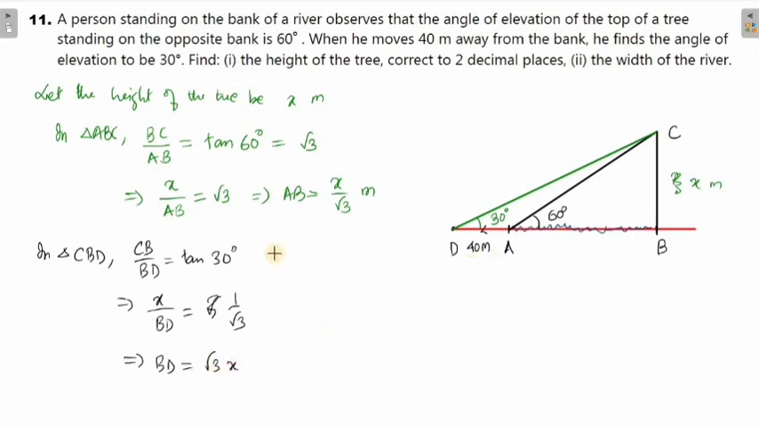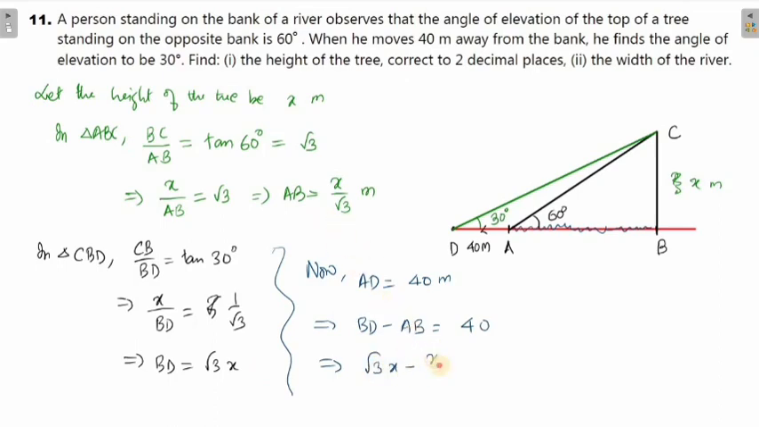Now AD. See here carefully. AD is given to be 40 meters. Can I write AD as BD minus AB? Yes. So what is BD? BD is root 3 x minus AB. AB is x by root 3. We will solve this now. We don't have space here, so you may pause the video and note down till here.